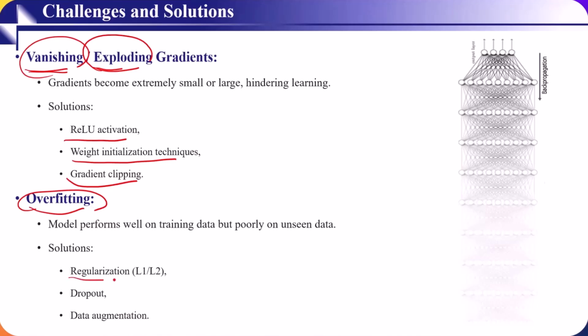For the solutions, we can think of L1, L2, or elastic net regularization. We can go for dropout, which randomly disables neurons during training to make the network rely on different connections, or we can go for data augmentation.